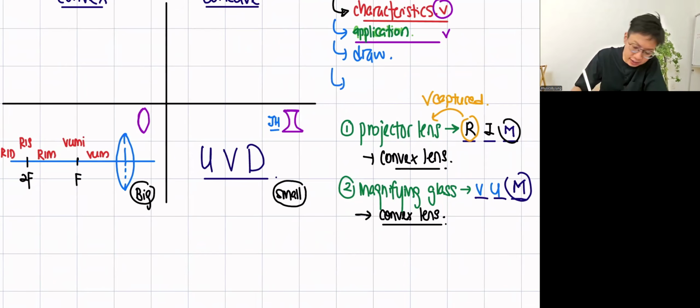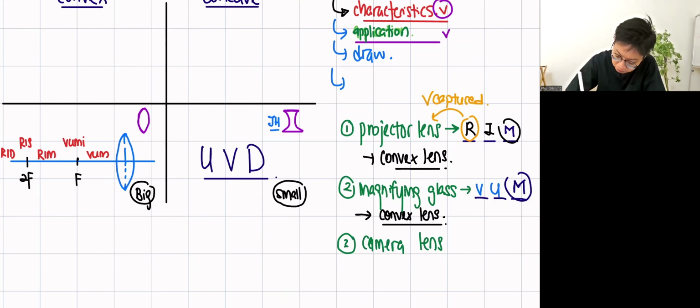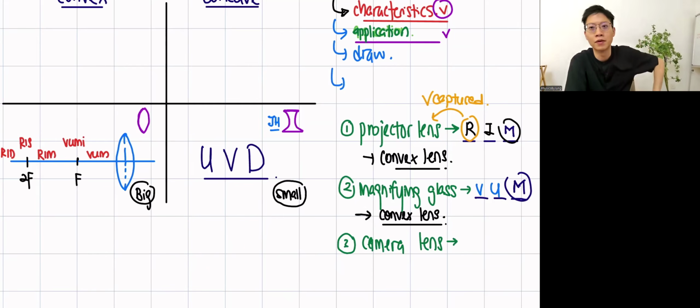Okay, the third one, guys, I'm going to catch you one more time. Guys, you all know what a camera lens is? Camera lens, you know, you take a picture with the camera. Does that use a convex lens or a concave lens? Convex or concave?